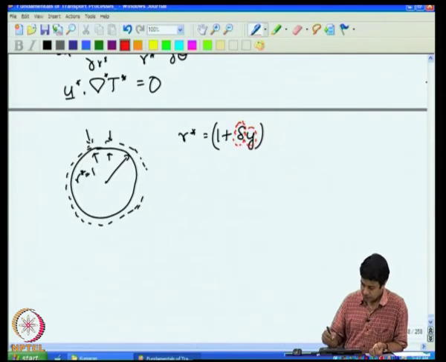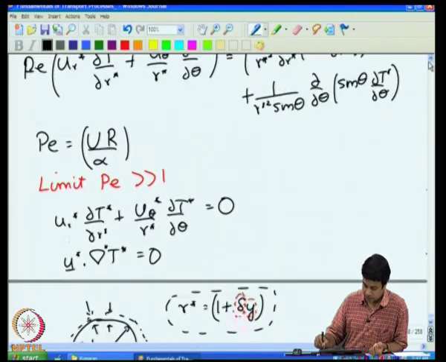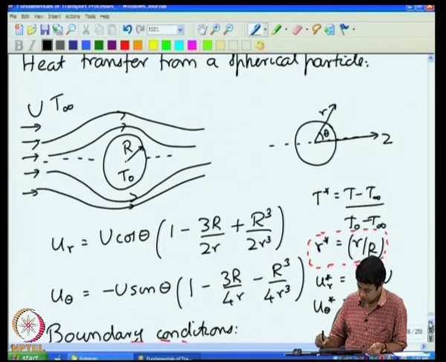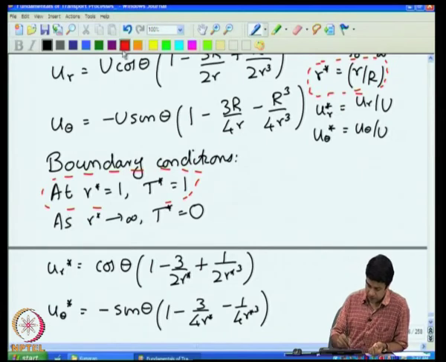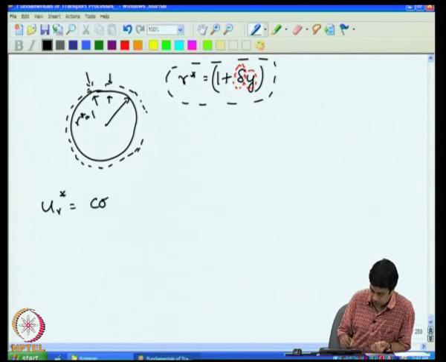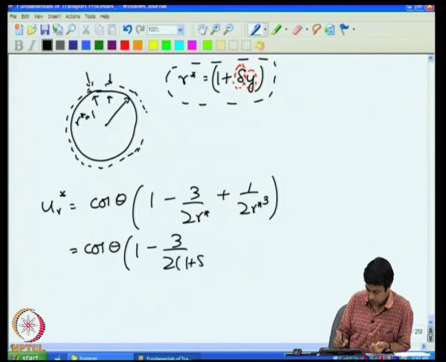So, first of all, I have to substitute this in the equations for the velocity field. Since I am interested in the region near the surface, it will be sufficient for me to find approximate expressions for the velocities in the region very close to the surface. So, my velocity field u r was equal to cos theta into 1 minus 3 by 2 r plus 1 by 2 r cubed. I substitute for r in terms of 1 plus delta y. So, this becomes cos theta into 1 minus 3 by 2 into 1 plus delta y, plus 1 by 2 into 1 plus delta y whole cubed.